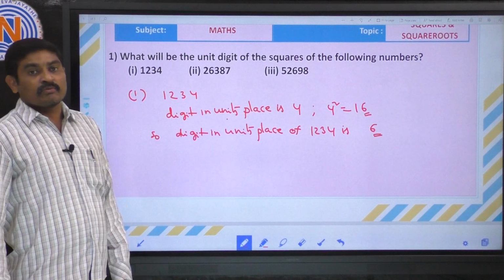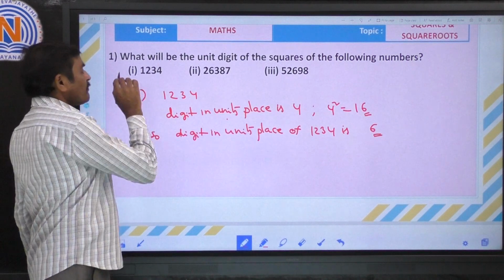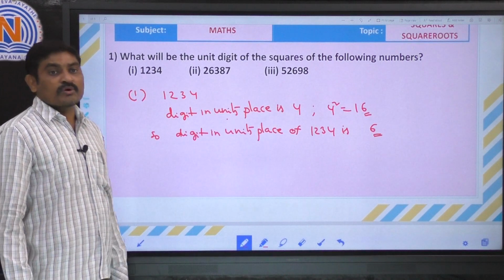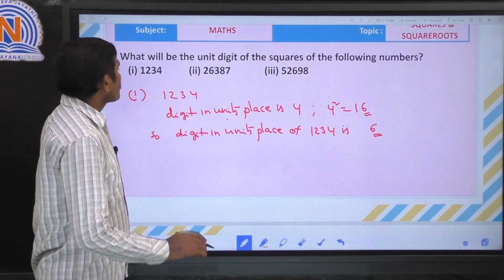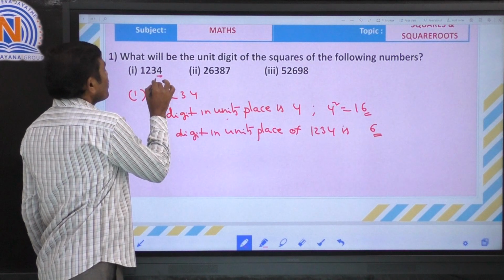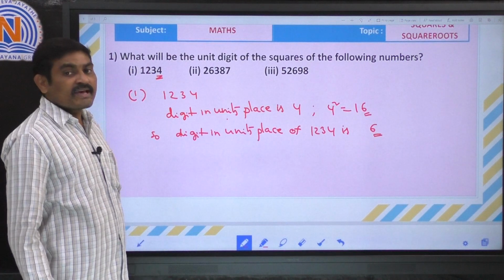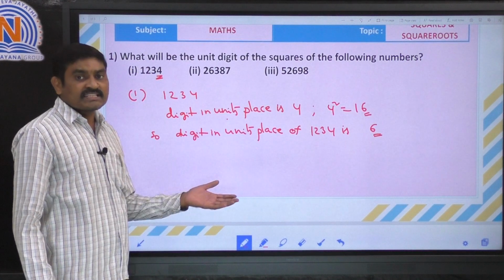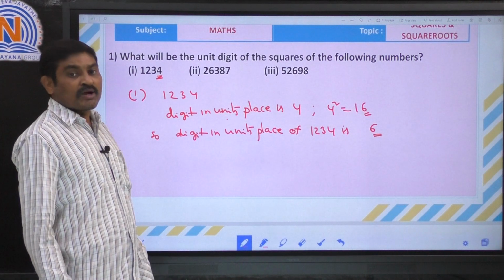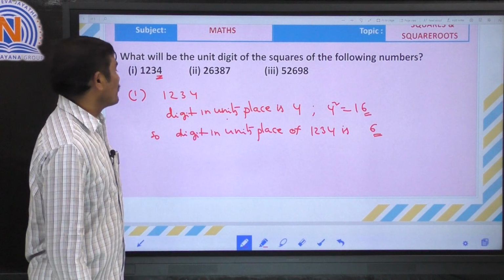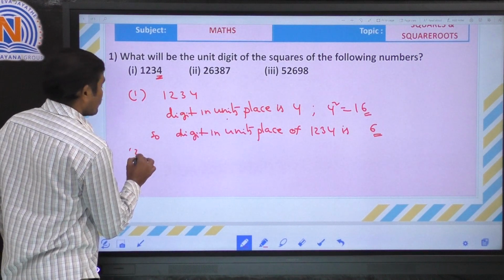Okay, so once again, the given number is 1234. By squaring this number, we only need to observe 4 square. 4 square is equal to 16. So the digit in units place in the 4 square is 6. So the digit in units place of 1234 squared is 6 only. Coming to the second one.